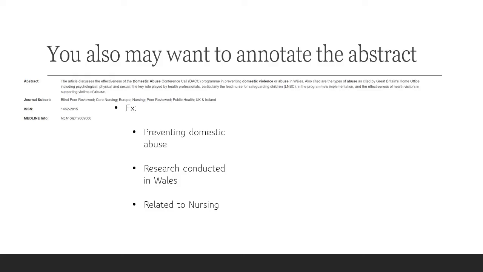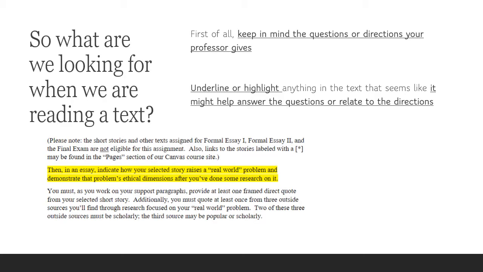We were talking about annotation, right? This part of the process is going to include an abstract, by the way. What are we looking for as we read and annotate? You want to keep in mind your professor's questions or directions provided on the prompt or assignment description, and underline or highlight what you think helps address your professor's questions or directions.